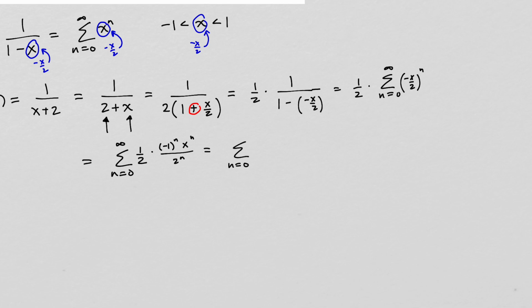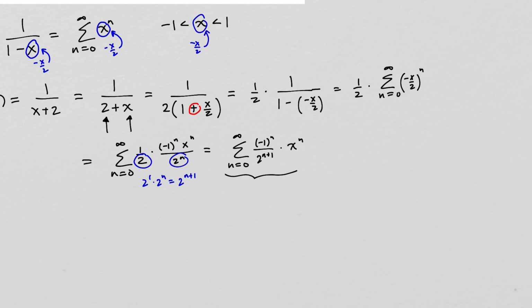And now we're just going to combine as much as we can here. So we've got negative 1 to the n divided by, now in the denominator I have 2 times 2 to the n. So that's 2 to the 1 times 2 to the n, and that is the same as 2 to the n plus 1. And then times x to the n. And this is our power series representation of our function. Now, for what values of x does it converge?